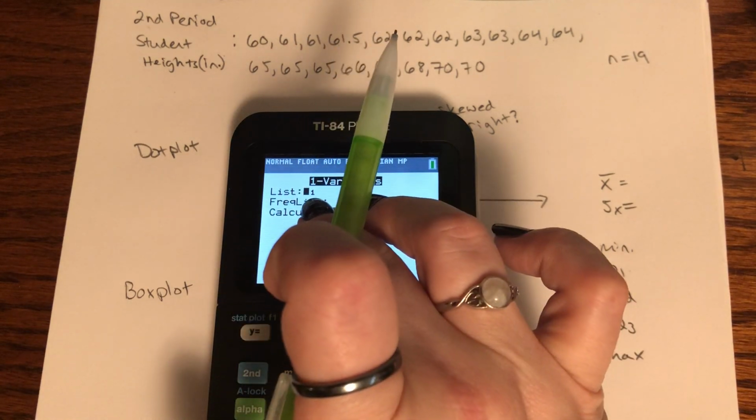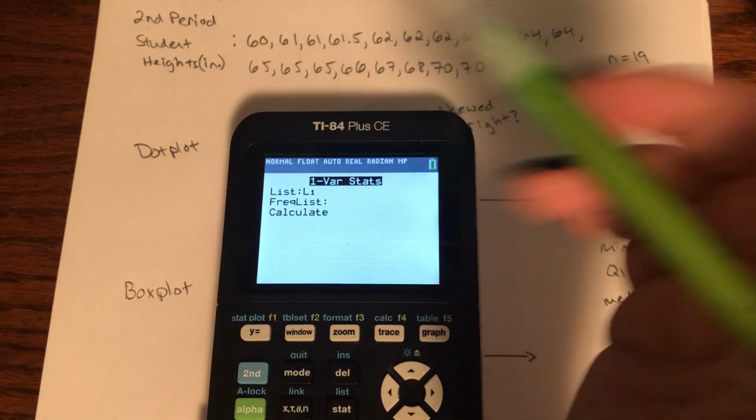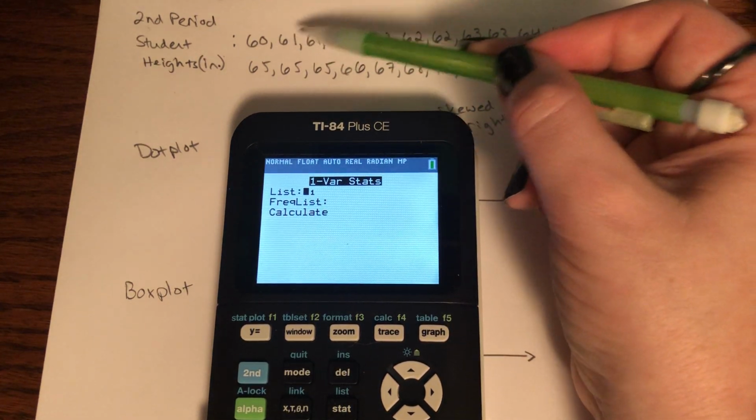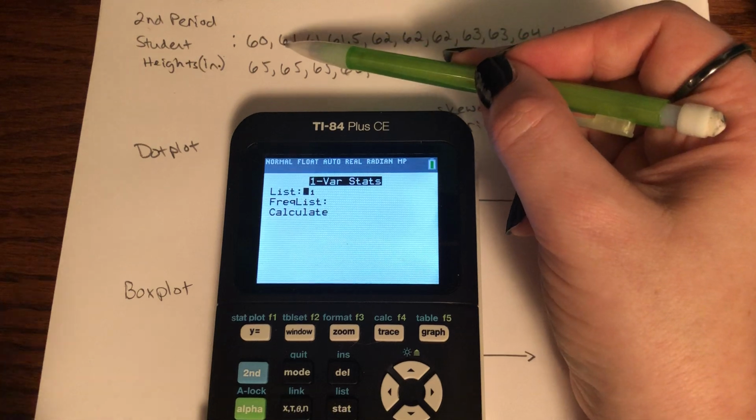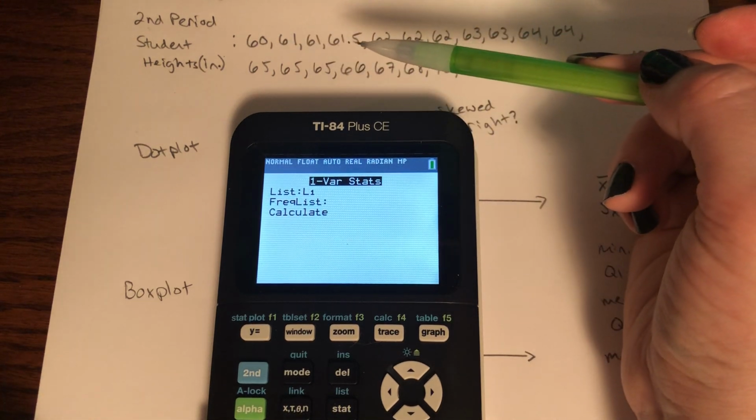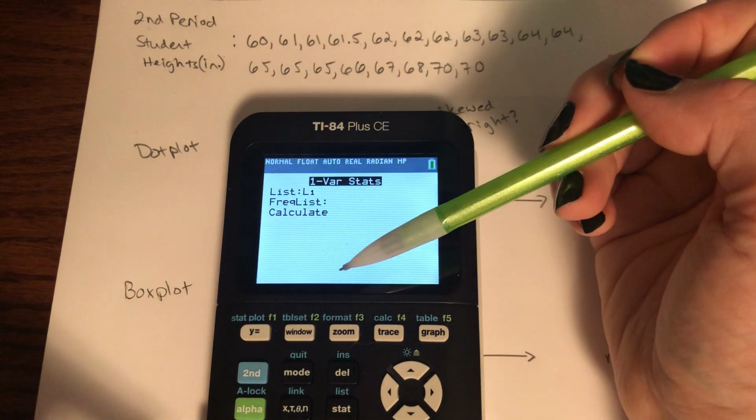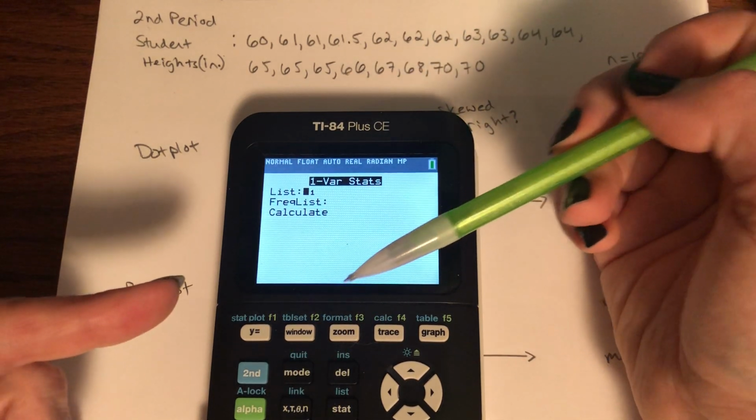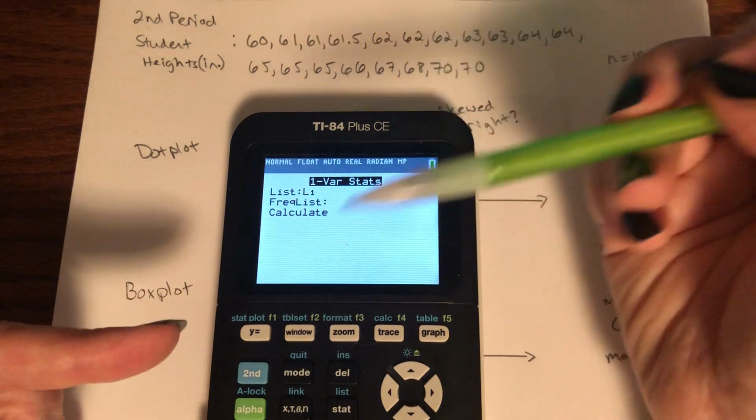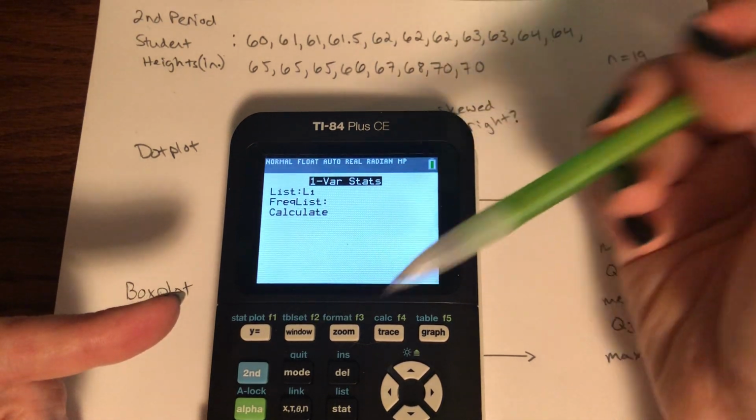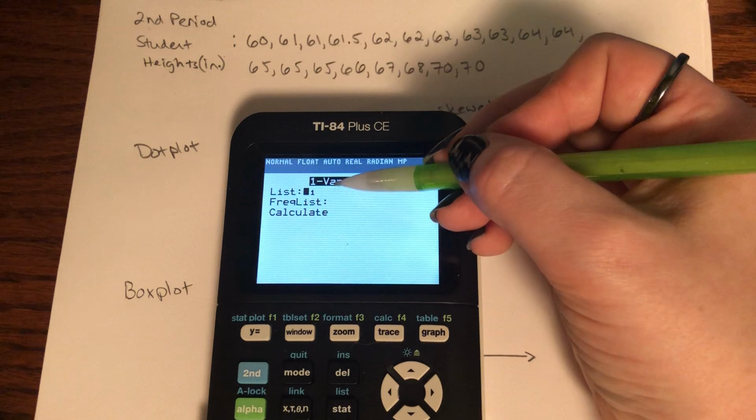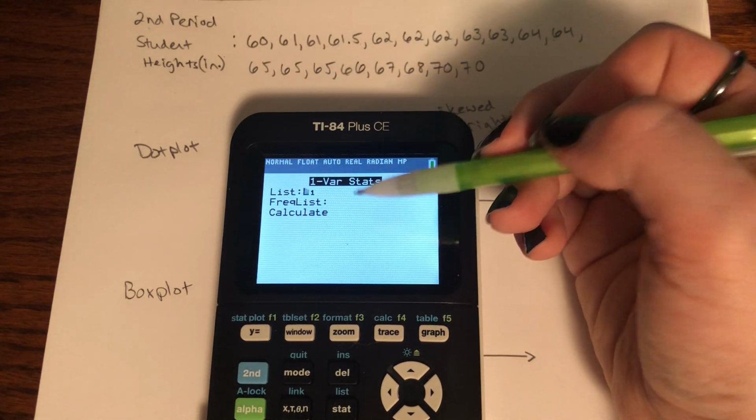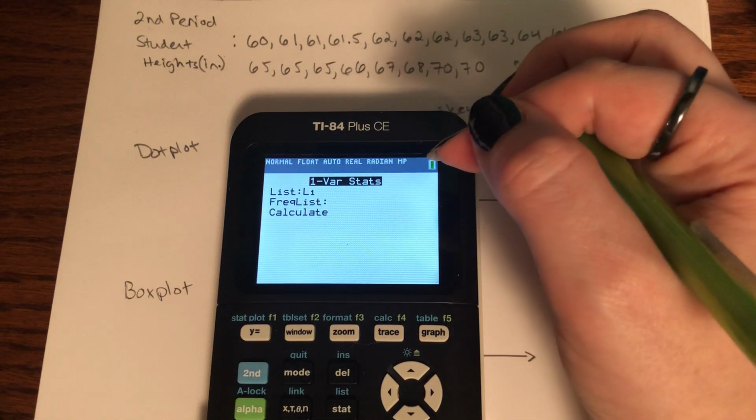Now, the list part is asking, where did I actually put that data? The frequency list is for if, instead of typing 61 twice, I wanted to write down 61 a single time, and then next to it in the next list, write down the proportion of times it occurred. For example, if something happens 20% of the time, you would write 0.2 as its frequency. If something happens 15% of the time, you would write 0.15. We did not do that. We just entered all the numbers in exactly as many times as they occurred as responses in the survey.